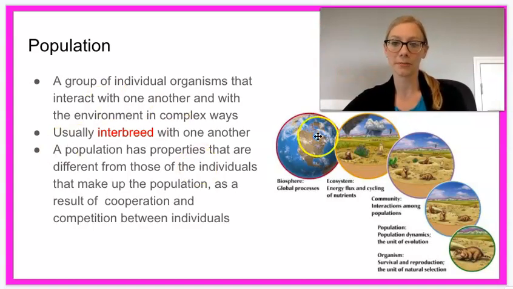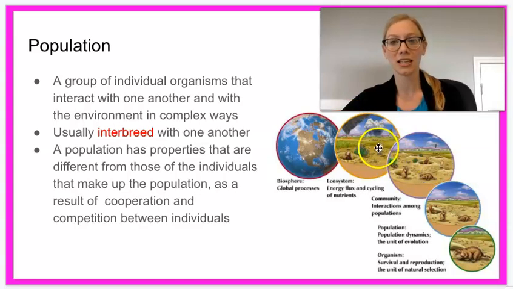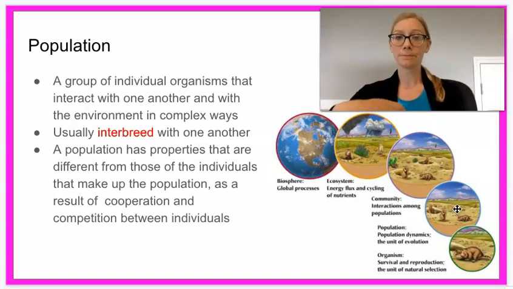Well, we can go from big to small: a biosphere, an ecosystem, a community, all the interactions of different populations within an ecosystem as a community. So what's a population? A population is really a group of individual organisms that interact with one another and with their environment in a complex way.